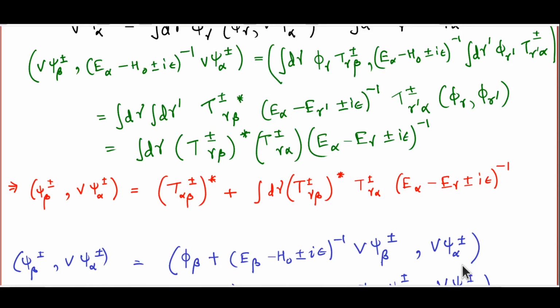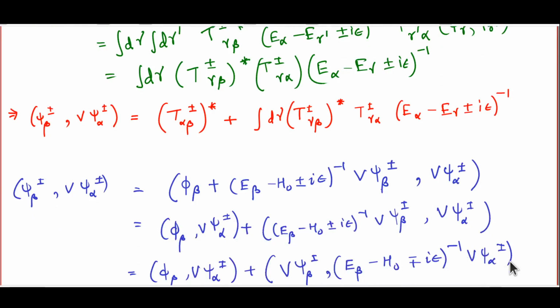In the alternative evaluation, what you do is replace the psi beta plus minus in the first factor of the inner product by whatever the Lippmann-Schwinger equation gives us. So of course, it's the same thing except that all the alphas have changed into betas. And you just have V psi alpha plus minus here. Now, once again this splits into two pieces, and this one we can easily identify. This is actually T plus minus beta alpha.